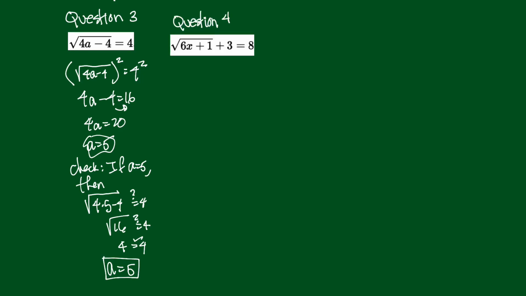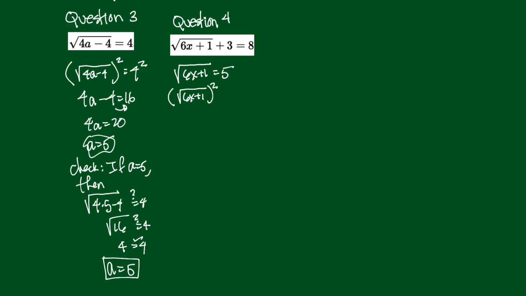Question 4, let's start by isolating the radical. Get this radical by itself on that left side. So let's subtract 3. If you subtract 3, we're going to have square root 6x plus 1 equals 8 minus 3, which is 5. Now we'll square both sides.